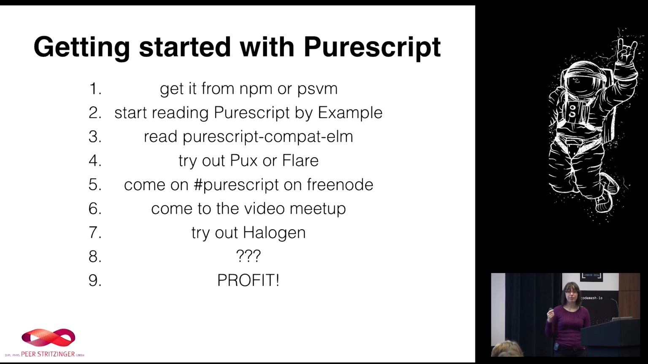And then you should start reading Purescript by Example, which, I really like that book. I used it with some Haskell documentation to learn. And if you already know Haskell, you probably will skip through that like a breeze. But I don't know that much Haskell, so I needed some extra stuff. And then I suggest you look at the Purescript Elm compatibility library, because it tells you what everything in Elm is in Purescript. And then you should probably try out Pux or Flare. Flare is really fun. That's the first thing I did, and I really liked it.